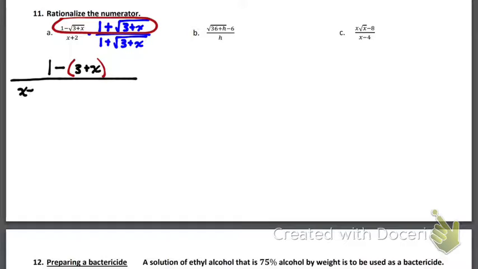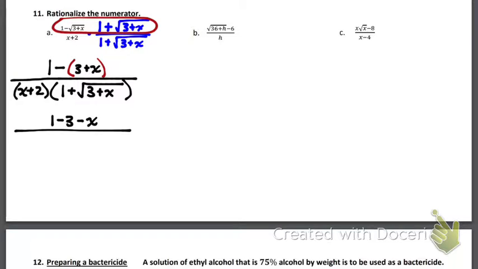Down on the bottom, I'm just going to leave this looking like a whole hot mess for right now. I am absolutely not going to distribute here because I am desperately hoping that something will cancel. If nothing cancels, that's okay. I can still leave it in its factored form and call it my final answer. The directions did not say I had to fully distribute everything. The directions said I needed to rationalize my numerator. So up in the numerator, I have 1 minus 3 minus x over this horrendous looking denominator.